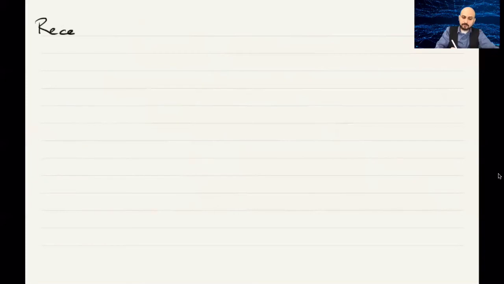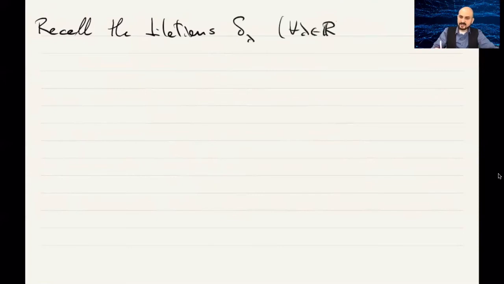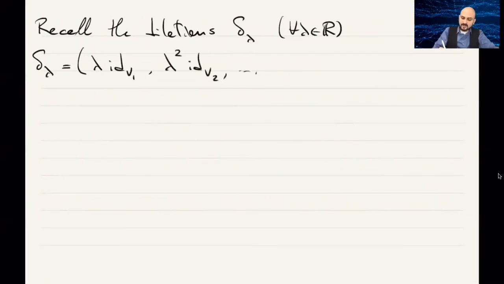Because we are in a Carnot group, remember we have dilations. We will denote them by delta lambda, where lambda is a real number. In terms of the stratification, we can write delta lambda as lambda times the identity on V1, lambda squared times the identity on V2, and so on. So, using the decomposition, I'm writing the map as a direct sum of maps. This is block diagonal with respect to the stratification. This is the dilation.